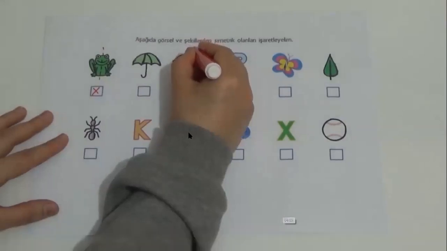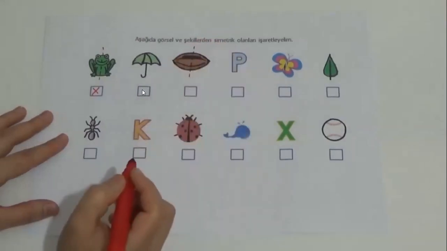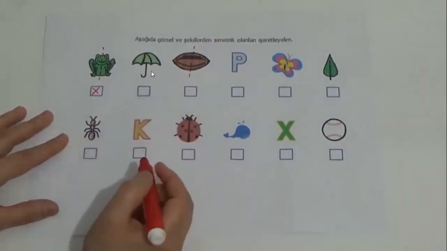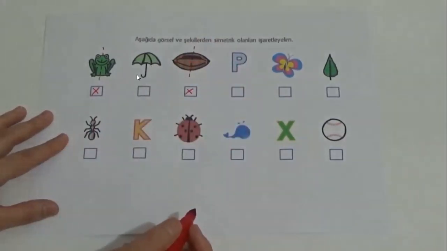An umbrella is not symmetrical when you divide it into two equal parts. This part is bigger than the right side part. That's why it's not, how can I say, symmetry.